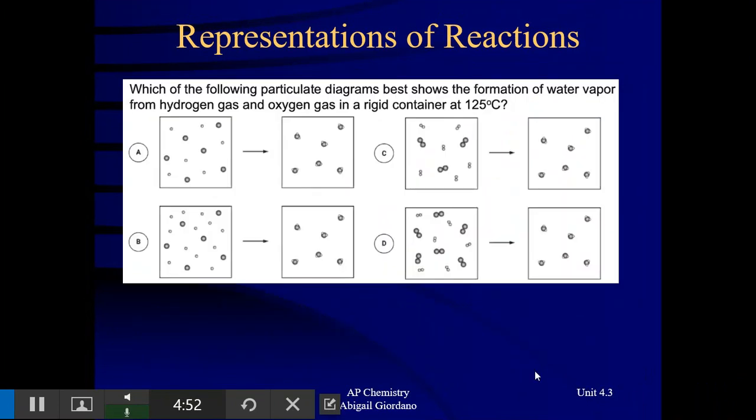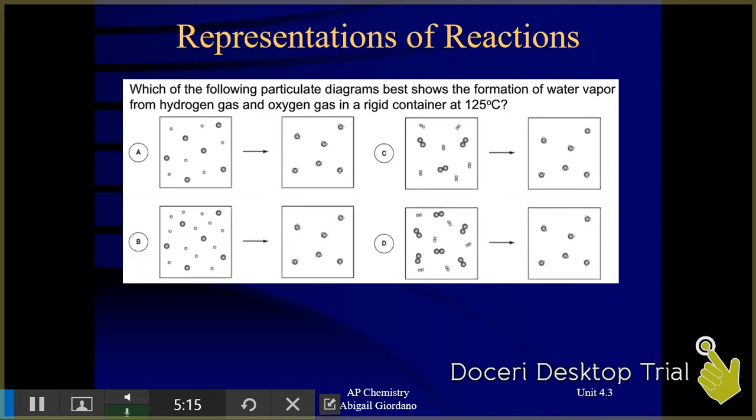This one says, which of the following particulate diagrams best shows the formation of water vapor from hydrogen gas and oxygen gas? Again, I would recommend, before you try to answer this question, writing out a balanced reaction. Let's think about how hydrogen exists by itself. Hydrogen, if you're remembering, guys, exists. Oops, let me change color.